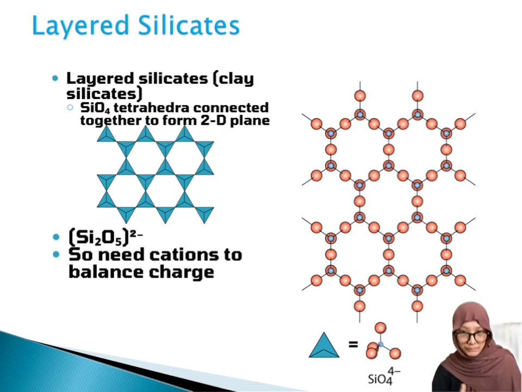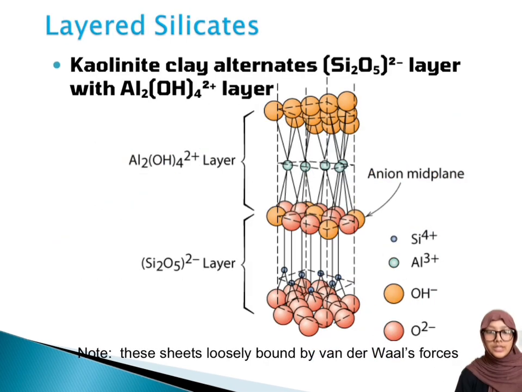Next, layered silicates, which we also call clay silicates, are SiO4 tetrahedra connected together to form a 2D plane, shared by corners, edges, and also faces. In this case, it shows the Si2O5 2 negative. Since it is negatively charged, it needs positive ions like calcium or magnesium to balance the charge and also stabilize the structure.